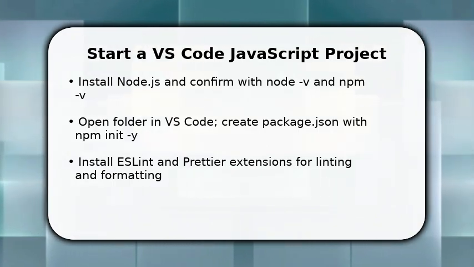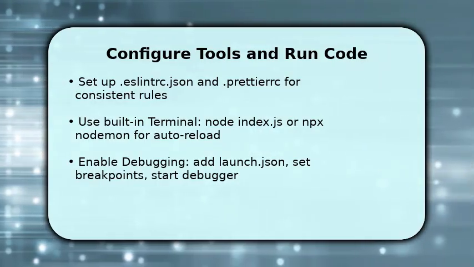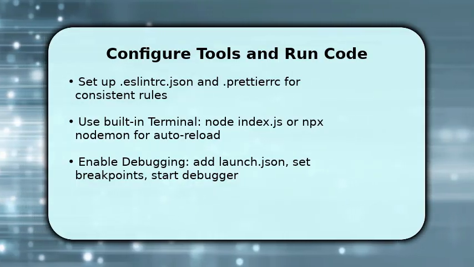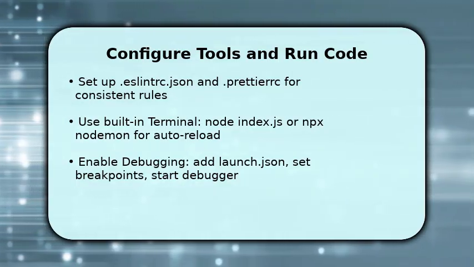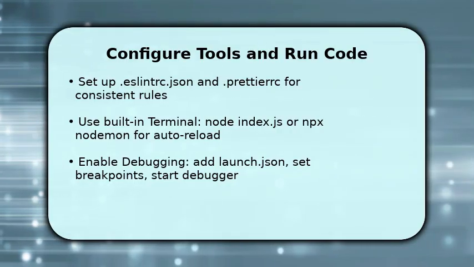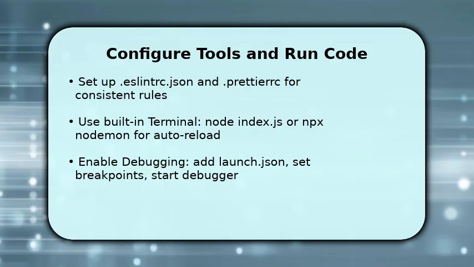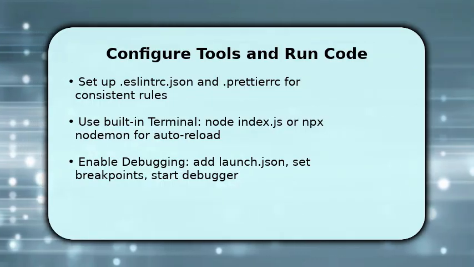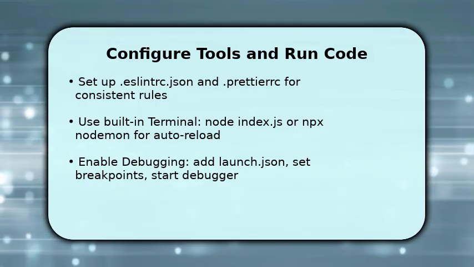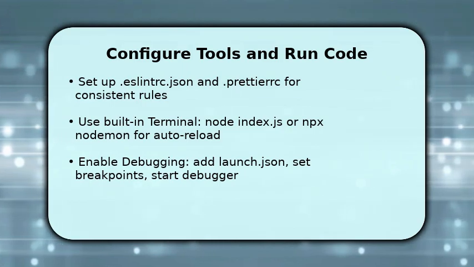to verify execution. You'll now connect the tools to your workflow so edits translate into reliable runs. Create .eslintrc.json and .prettierrc files to enforce the rules your team wants. This reduces bugs early. Then use VS Code's integrated terminal to run node index.js or npx nodemon for automatic restarts while editing. Next, configure launch.json to run and debug with breakpoints. Press F5 to start. These steps let you step through code, inspect variables, and quickly iterate without leaving the editor.